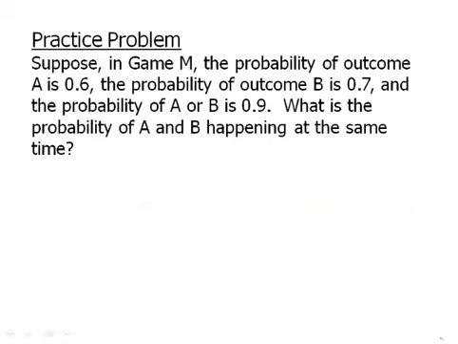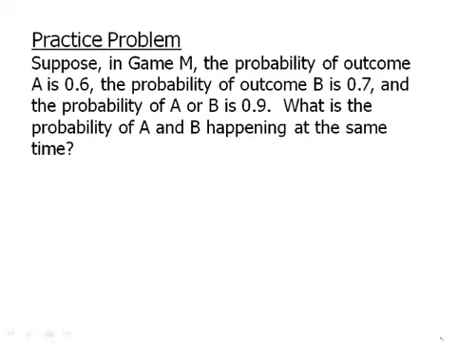Here's a problem, and I strongly suggest that you pause the video and solve this on your own, and then I'll show the solution. Suppose in game N, the probability of outcome A is 0.6, the probability of outcome B is 0.7, and the probability of A or B is 0.9. What is the probability of A and B happening at the same time?